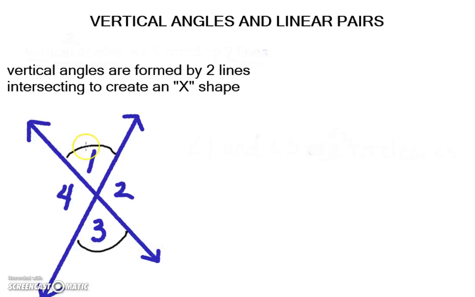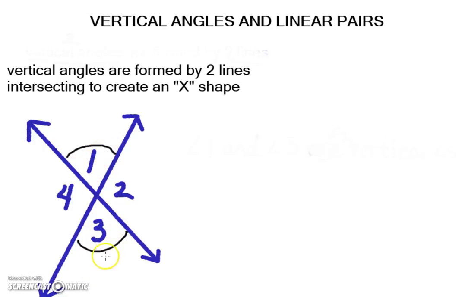And notice how I've marked angle 1 and angle 3. Those two angles are in what we call a vertical angle position, but not because they go up and down, but because of where they are in the X shape. And if you could imagine just folding it over along this line right here, angle 3 would be exactly the same size and shape as angle 1.